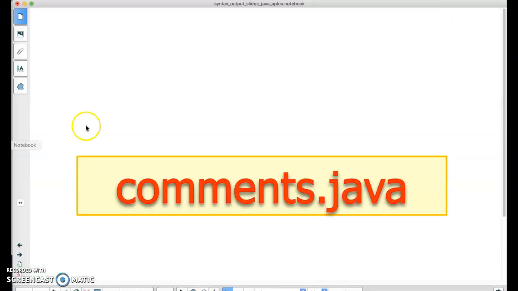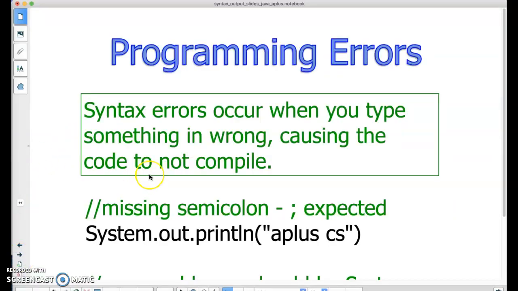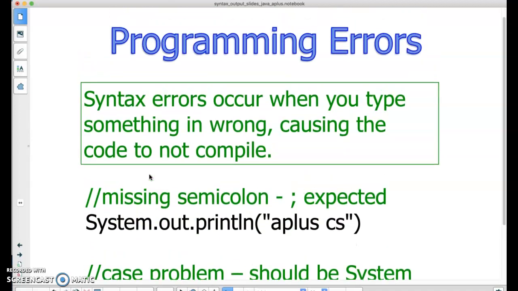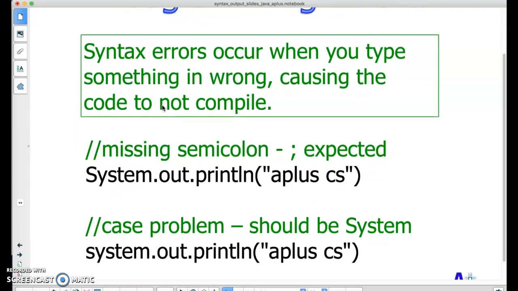Alrighty. And then finally we have some basic programming errors that you may encounter as you go through. We'll go through when we program together different errors that occur, how to deal with them, what they look like. Okay, syntax errors occur when you type something wrong.